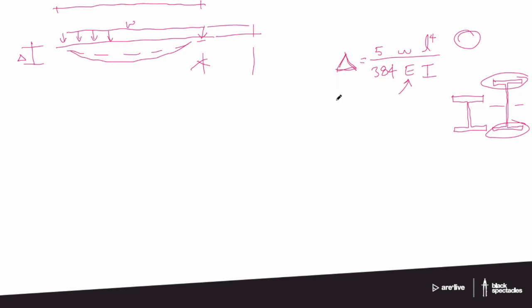So this crazy looking formula, when you saw me write it out, you probably thought, what the heck is he doing? 5 over 384 WL to the fourth over EI, what is going on here? This is actually completely understandable, right? We make the thing longer, it's going to be harder to keep it from deflecting. We put more weight on it, it's going to be harder. Put less weight on it, it's going to be easier. Make it shorter, it's going to be easier. We use a more robust material, it's going to be more stiff, less deflection. We use a better shape, it's going to be more stiff, less deflection. That's all this thing is saying.